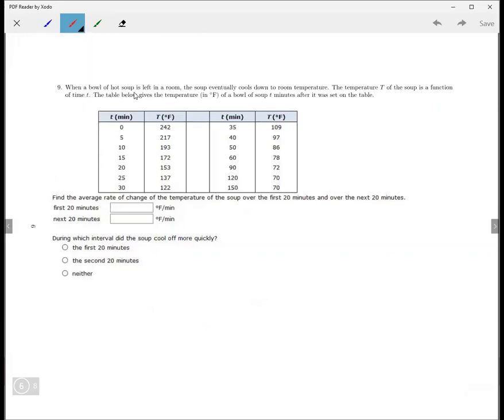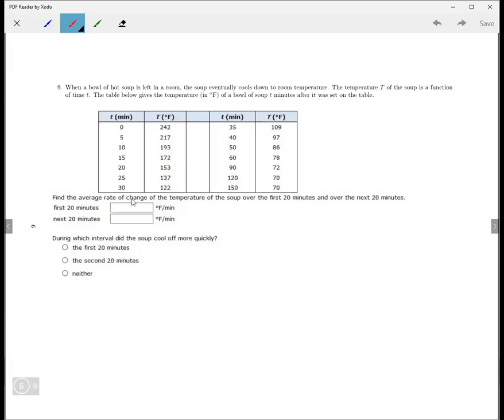We have a hot bowl of soup. It's left in a room, and the soup eventually cools down to room temperature. The temperature T of the soup is a function of time t. The table below gives the temperature in degrees Fahrenheit of a bowl of soup t minutes after it was set on the table.